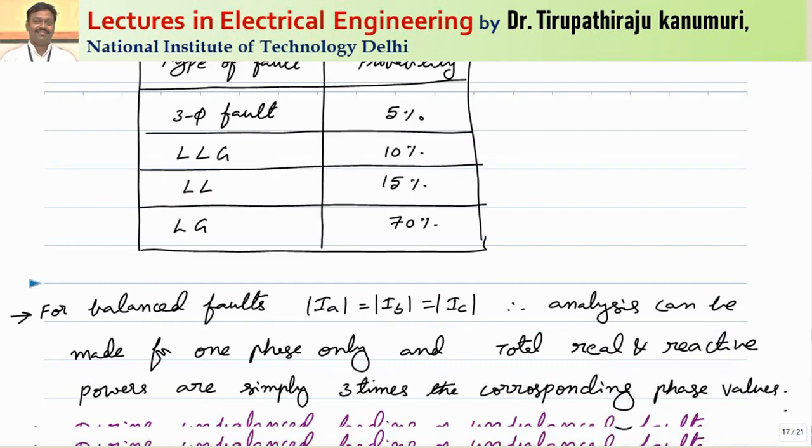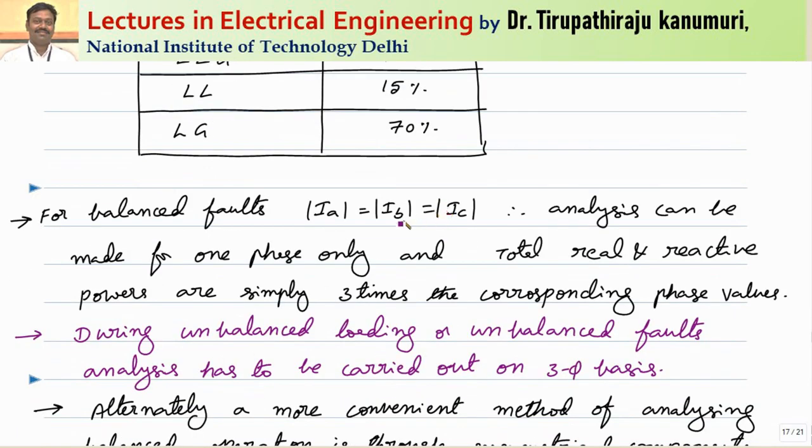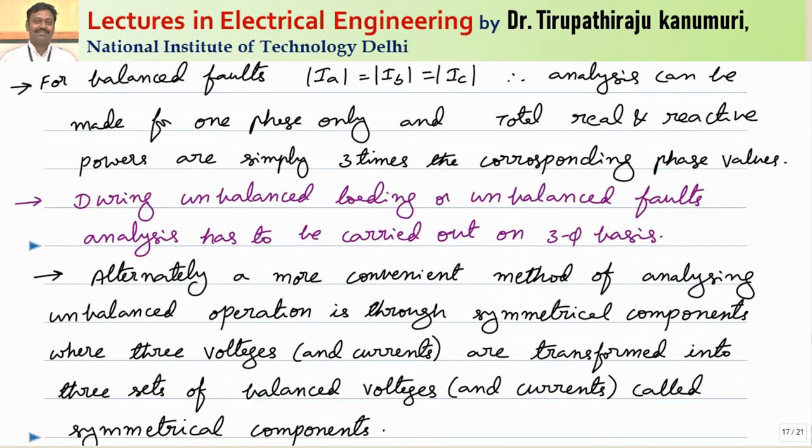So for the case of an unbalanced fault, the magnitudes of the currents will not be the same. That means IA will not be equal to IB will not be equal to IC. That's why we cannot go for analysis based on a single phase circuit. Only for a balanced fault or three phase fault are the magnitudes the same. We can go for single phase analysis there, but for unbalanced loading, we cannot. We have to go for a three phase basis.